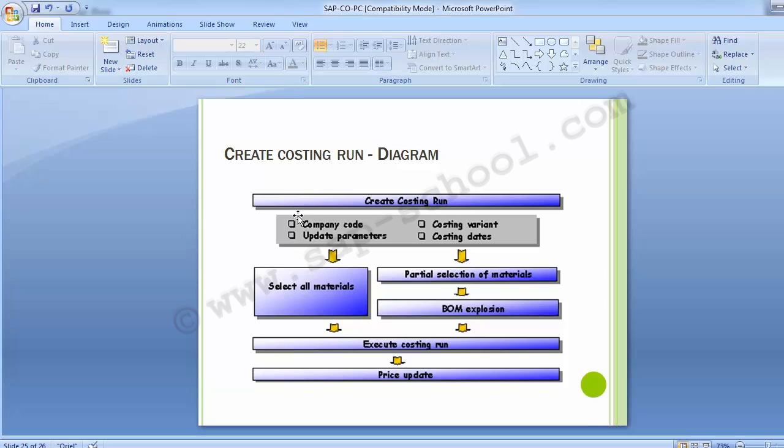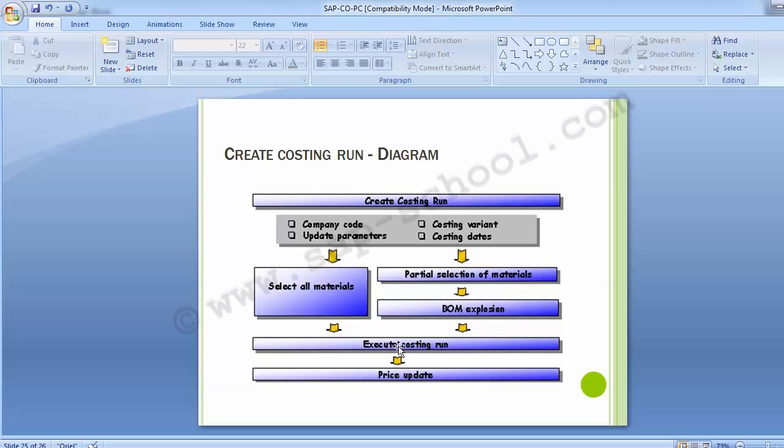And this is done at the company code level, where you have to define the costing variant, then the costing date, and the different parameters which we talked about. In the parameters, in the selection part, you decide the materials which need to be costed, for which the costing run has to be done. Whereas on the other side, there is partial selection of materials as well. And then the BOM explosion, that is the bill of material, you have to select over here, and then you execute.